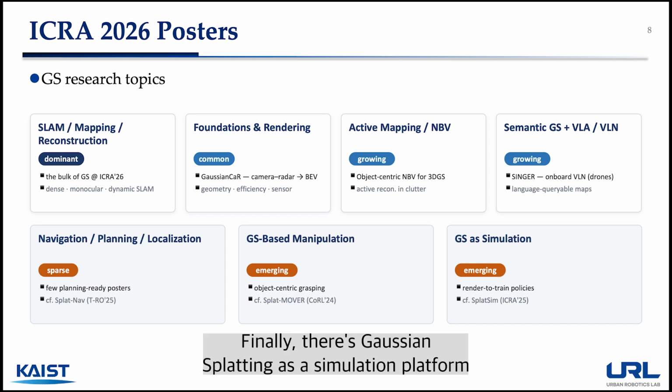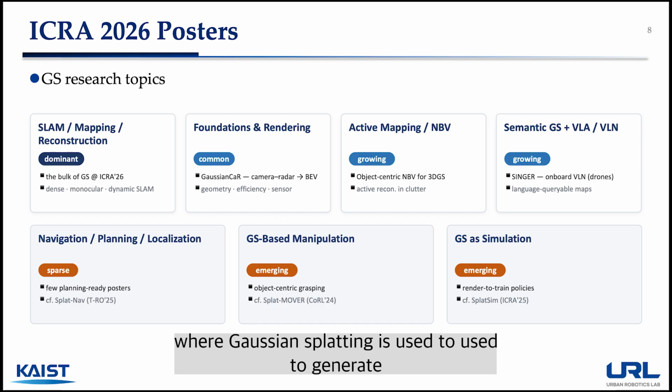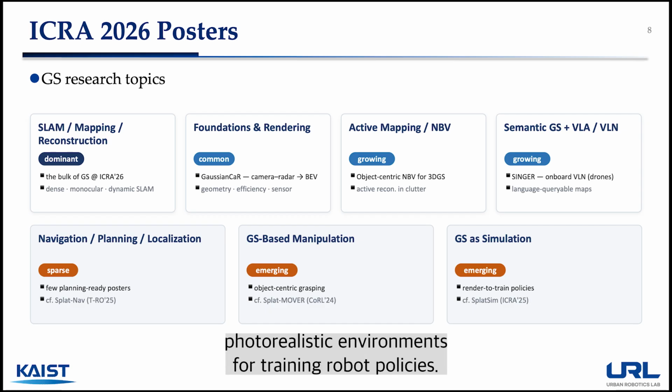Finally, there's Gaussian splatting as a simulation platform, where Gaussian splatting is used to generate photorealistic environments for training robot policies.